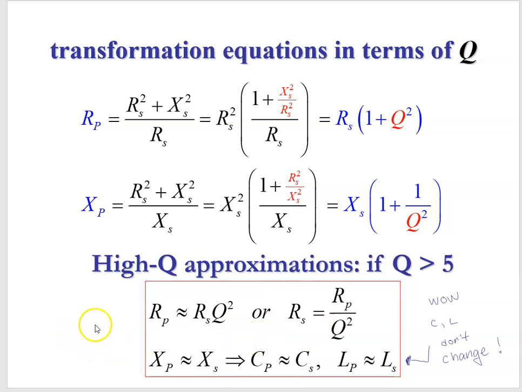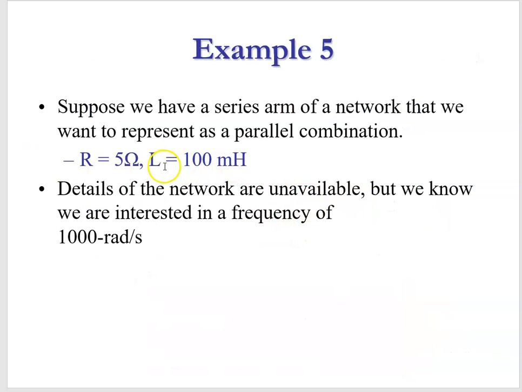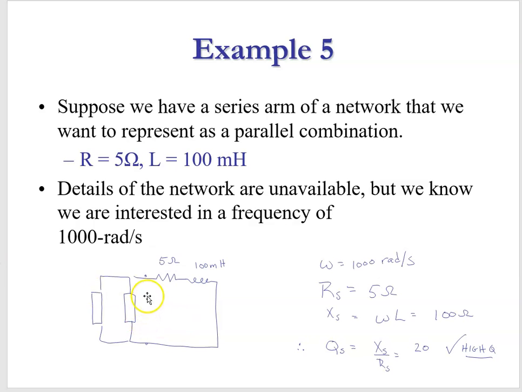So in a high Q circuit, it's pretty easy to change from a non-resonant form to a resonant form RLC by looking at series branches and parallel branches and deciding which way to convert. So let's take an example of a series arm of a 5 ohm resistor in series with a 100 millihenry inductor. The details of the rest of the network aren't available, but we know we're interested in 1000 radians per second, and we want to convert this to a parallel combination. So essentially, we have this series combination and everything else in parallel. This is the part we want to convert to a parallel combination.